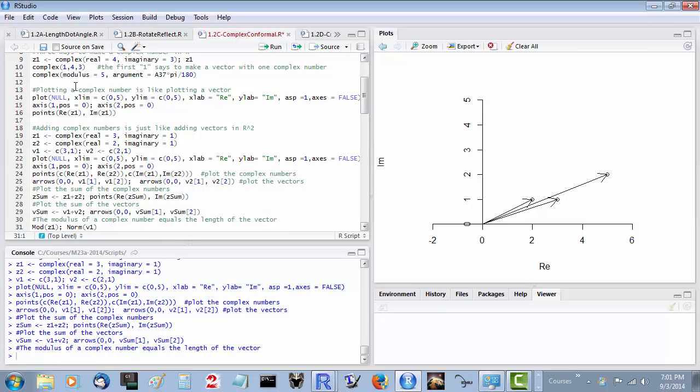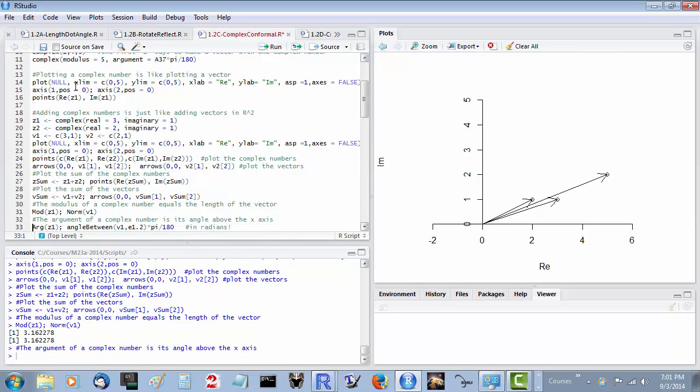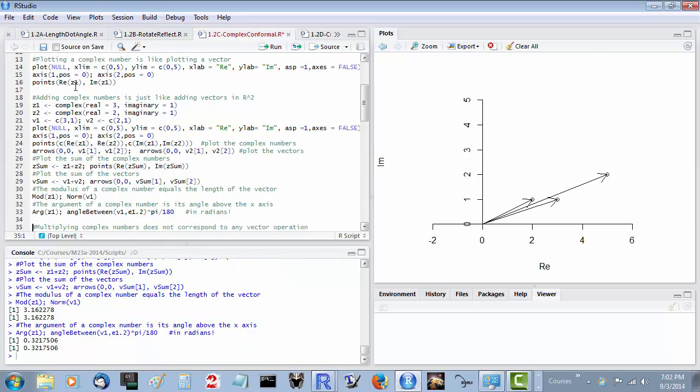Furthermore, what's called the modulus of the complex number, calculated by the function capital MOD, agrees with our good friend norm that gives the length of the vector. You can see the same result down in the bottom. What's called the argument of a complex number is its angle above the x-axis in this plot. That's exactly the same as the angle between the corresponding vector and the first standard basis vector. So far, so good. When we're adding things, complex numbers and vectors seem to work exactly the same way.